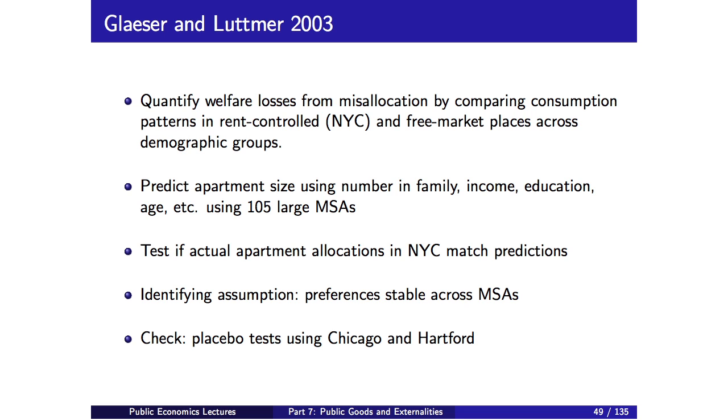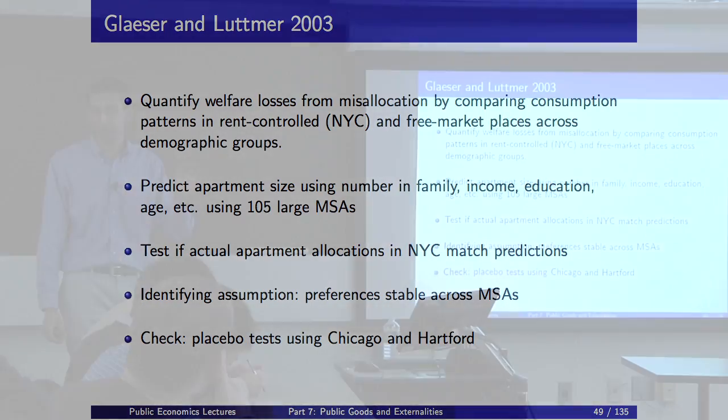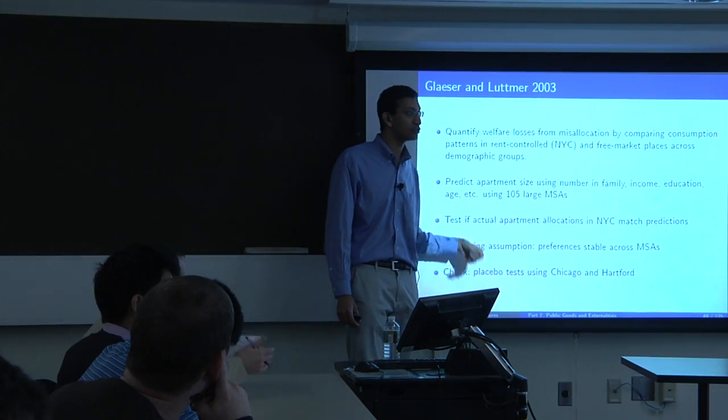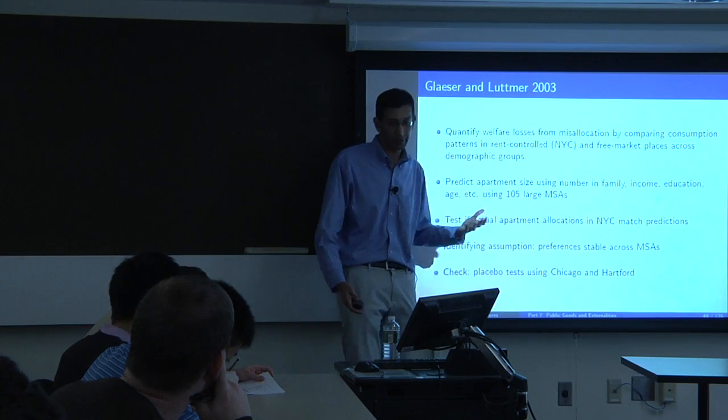So what's the identifying assumption here? Preferences have to be stable across the MSAs, right? So for instance, Philadelphia has to be a good counterfactual for what people in New York would do if there was no rent control. And you can debate that assumption, of course. And one thing they do to try to evaluate that is implement their analysis. They do placebo tests in cities that do not have rent control. So basically repeat the thing with Chicago or with Hartford, Connecticut. And what you should see there is you should find very low efficiency costs, right? And they basically find that.